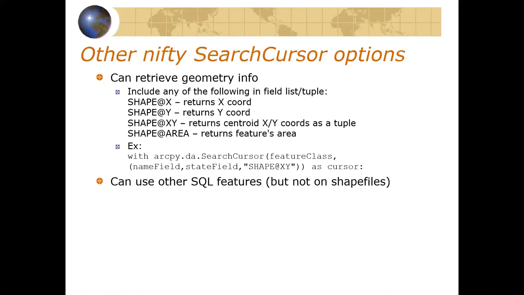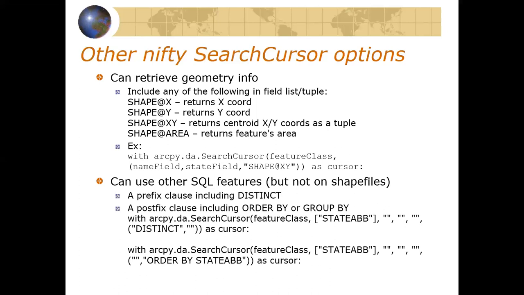Okay, and then my next point is that you can also make use of some other SQL features, but only if you're dealing with enterprise geodatabase feature classes or file geodatabase feature classes. You can't use these features with shapefile data. The first one is what's referred to as a prefix clause that includes the word DISTINCT. You would use that keyword in a SQL statement if the data that you were getting back included duplicates and you didn't want those duplicates. You would use the DISTINCT keyword to basically eliminate all duplicates from the data.